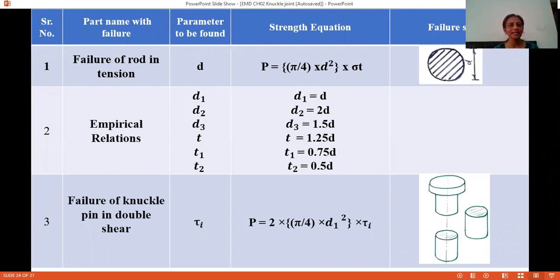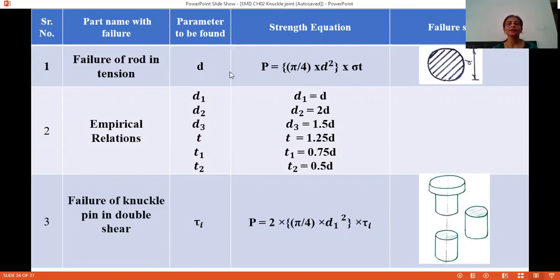Friends, for easy understanding of you all, here we will see the same design procedure quickly in a tabular form. So here serial number 1 is in column 1. Second column will be seeing the part name with failure. Third column we will see which parameter to be found. Fourth column is a strength equation, and fifth is a failure sketch if any. So let us quickly revise the design procedure.